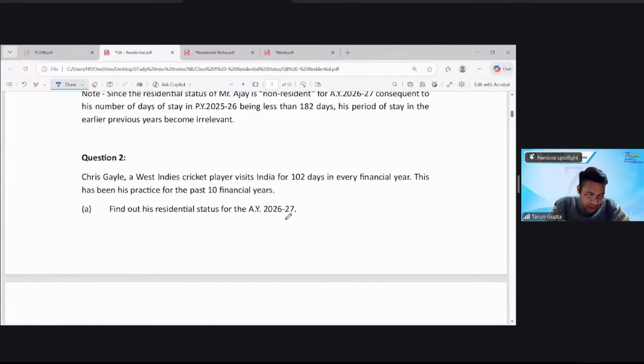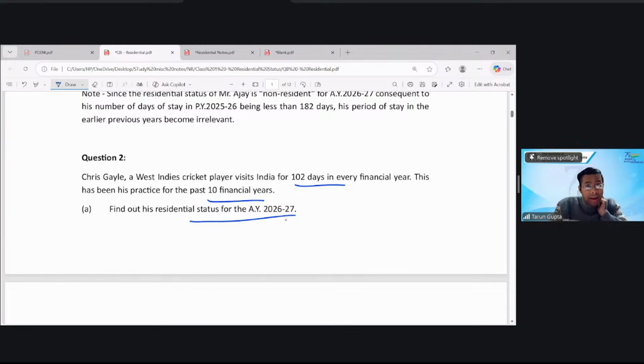Chris Gayle, a West Indies cricket player, visits India for 102 days every financial year. So he comes to India for 102 days every financial year. This has been his practice for the past 10 financial years. He's coming to India for 102 days in each year. You have to compute the residential status for 26-27.